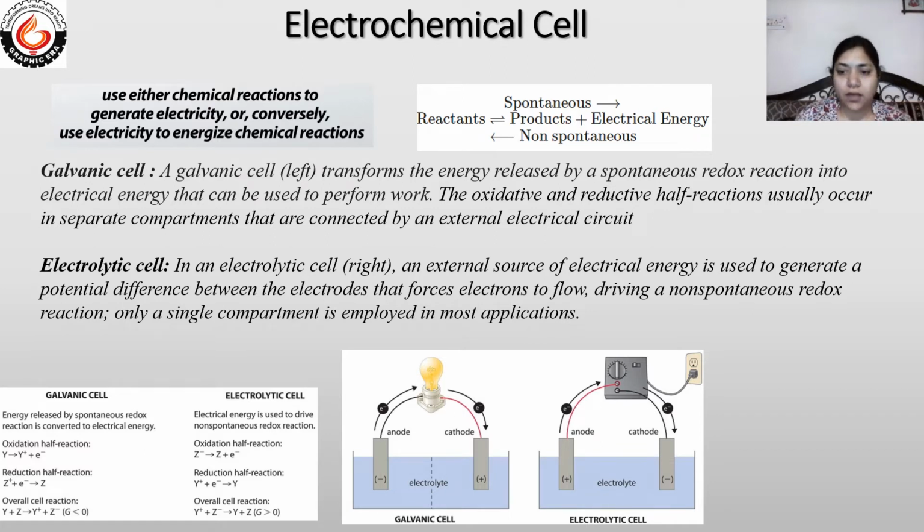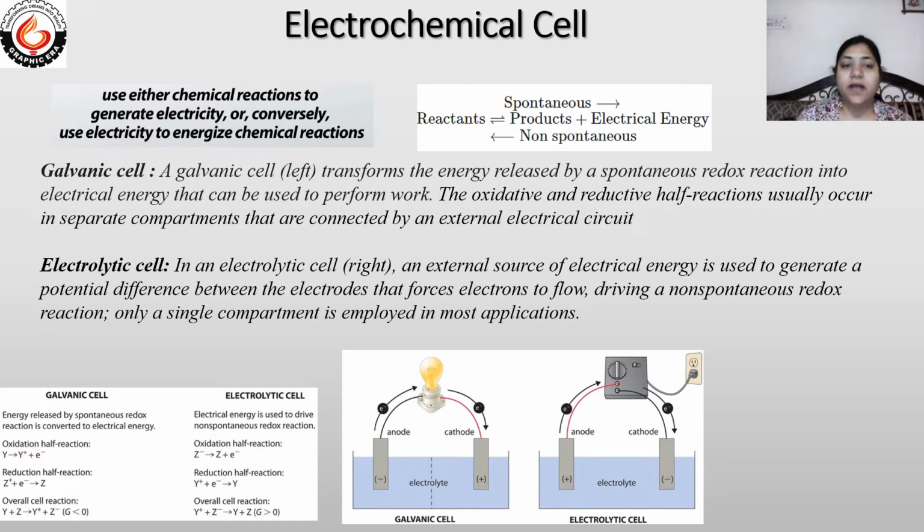According to thermodynamics, reactions are of two types: either spontaneous or non-spontaneous, feasible or not feasible. In a spontaneous reaction, the reactants are converted into the products and electrical energy. Whereas in a non-spontaneous reaction, electrical energy and products will be converted into the reactants. Means due to electrical energy, the products will break into the reactants, which happens in an electrolytic cell.